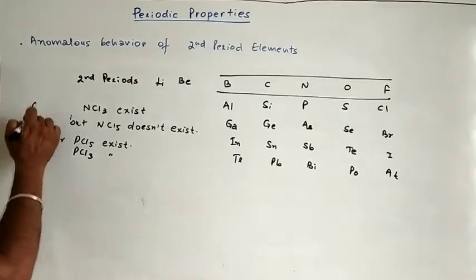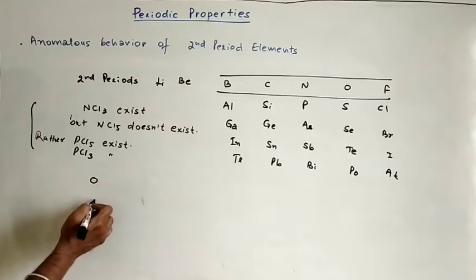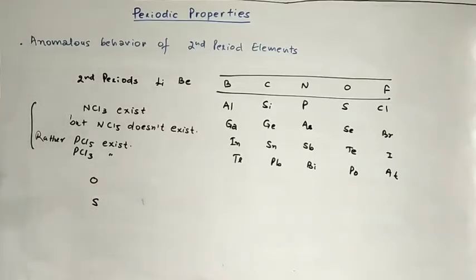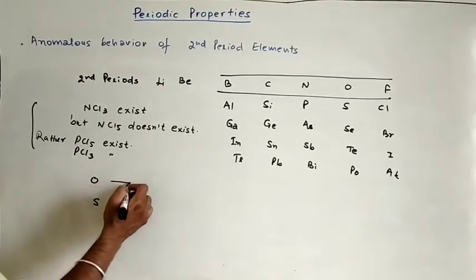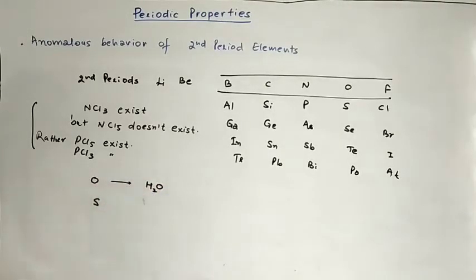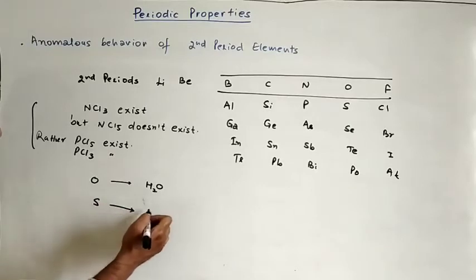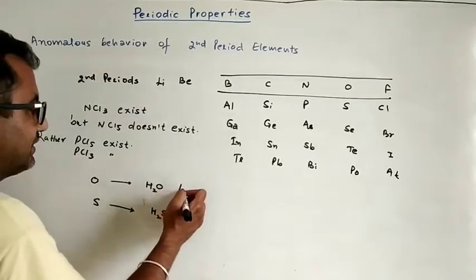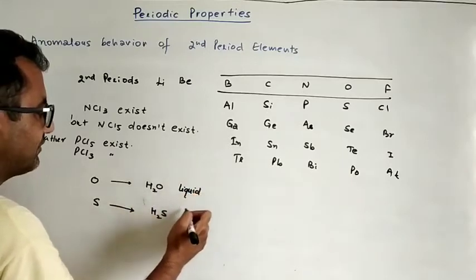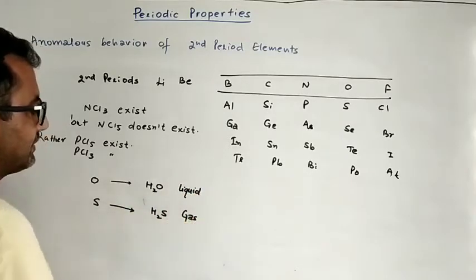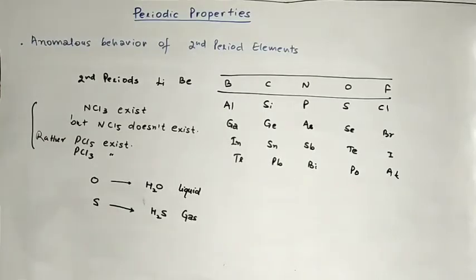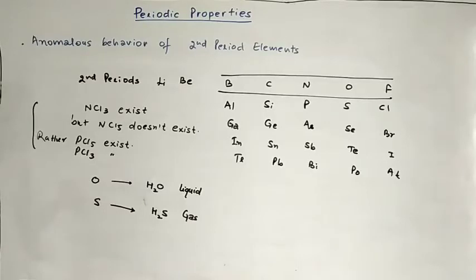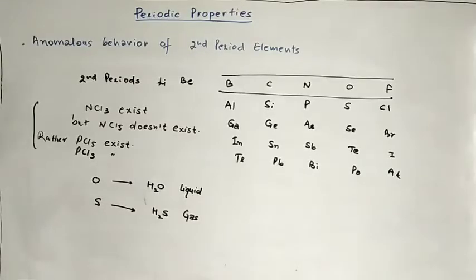One more example. See, oxygen and sulfur belong to the oxygen family. Oxygen will react with hydrogen to form a hydride, water, and sulfur will react with hydrogen to form H2S. Water is a liquid, we know, but H2S is a gas. There is a difference. So it means that the first element of each group shows some different behavior than the rest of the elements.